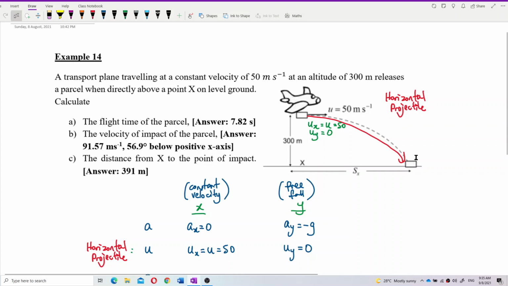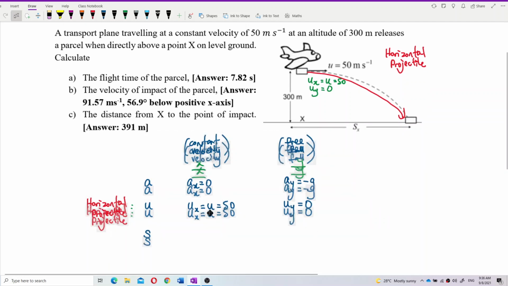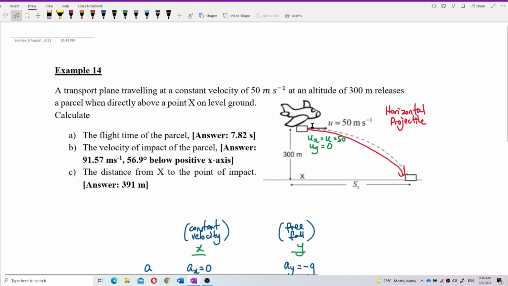Look at this horizontal projectile. It has two components, right? Maybe put it down here a bit. This projectile motion has the x component and the y component. We can imagine, for example, a box over here. The box is coming down in free-fall motion, and also the x component is a constant velocity to the right.